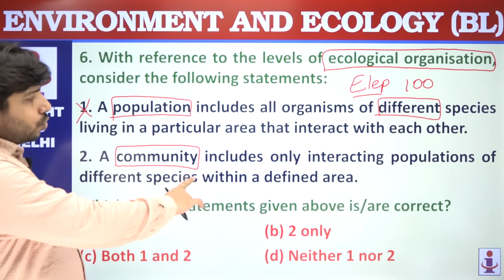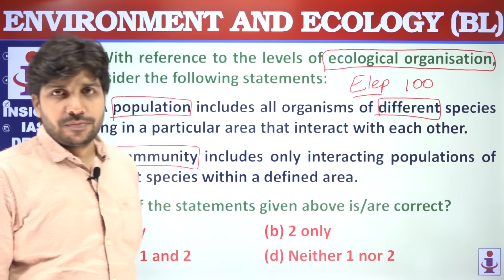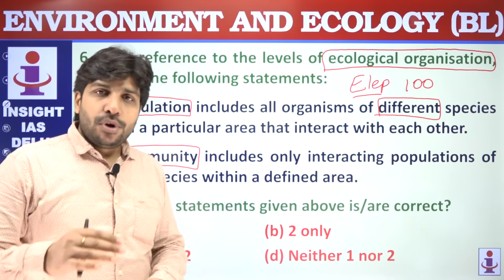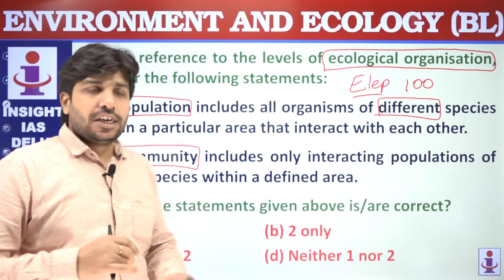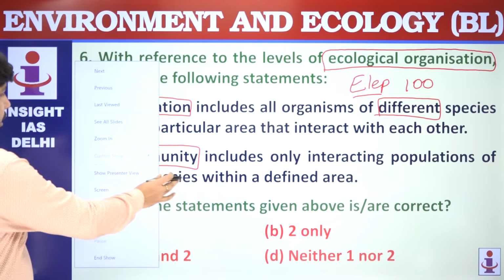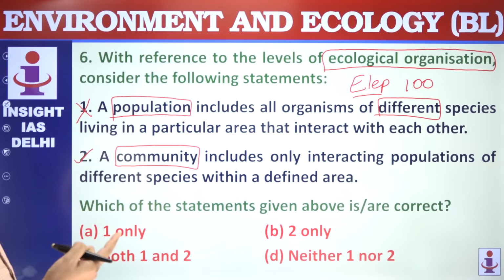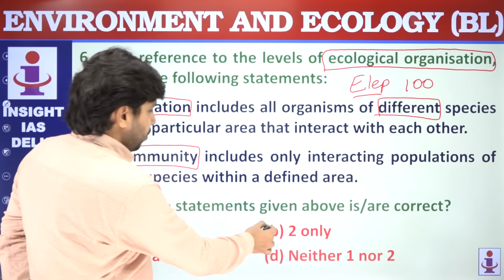Community includes interacting populations of different species within a defined area. A community is the populations of different species interacting with each other. Statement 2 is correct. So only the second statement is correct.